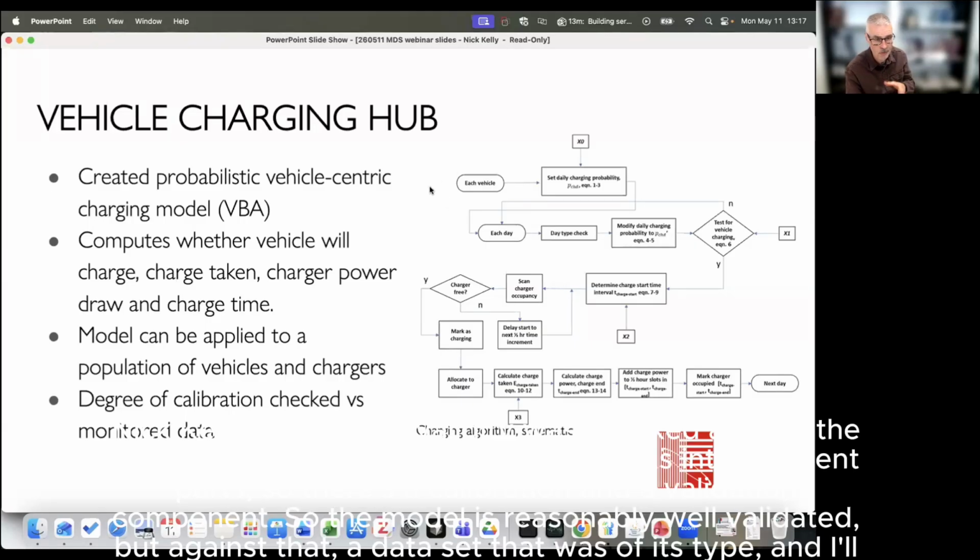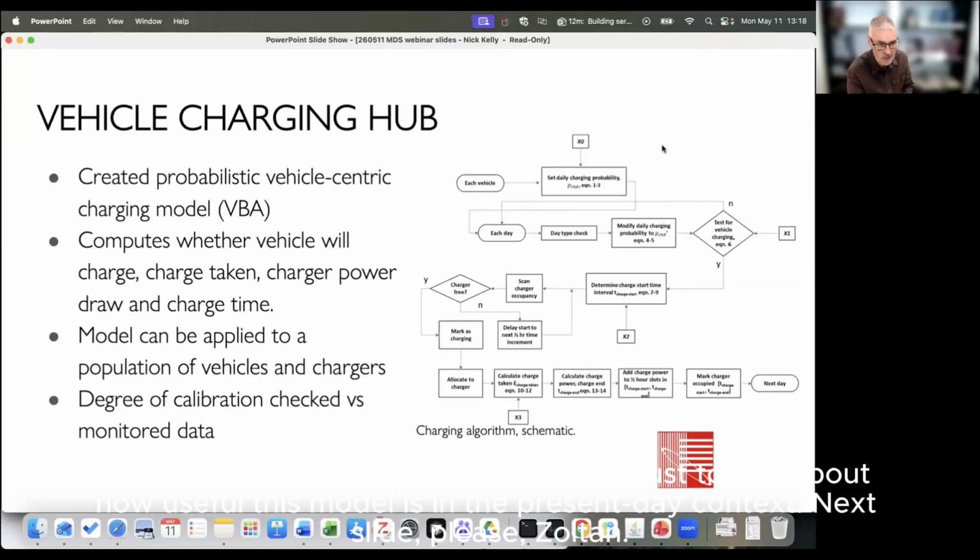The model validity was checked against the original data sets. So we split the data sets into different parts: there's a calibration and a validation component. So the model is reasonably well validated, but against a data set that was of its time. I'll come back to that towards the end of the talk, to talk about how useful this model is in the present day context. Next slide, please, Zoltan.